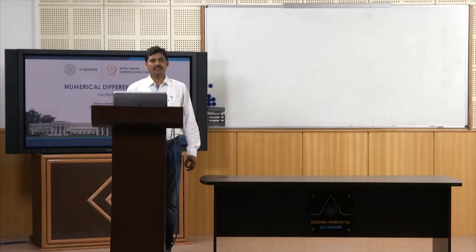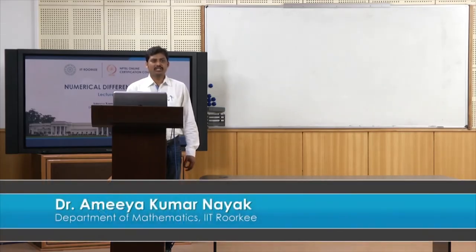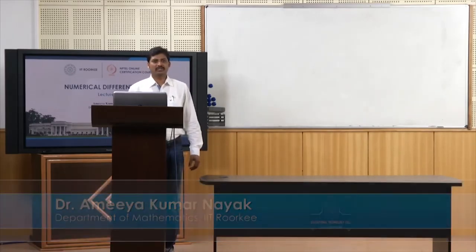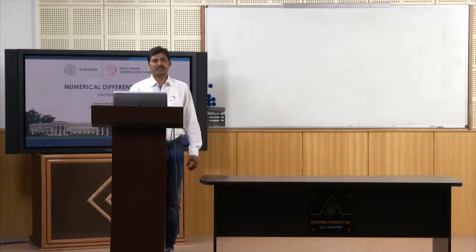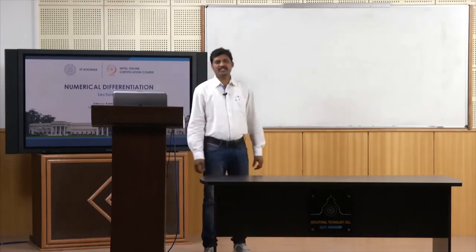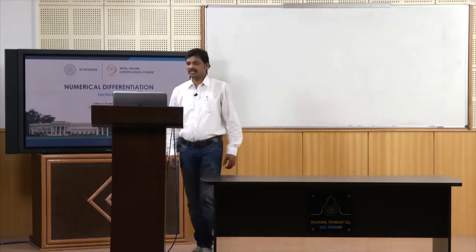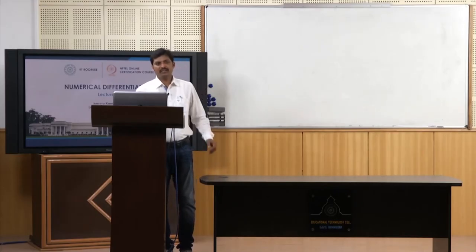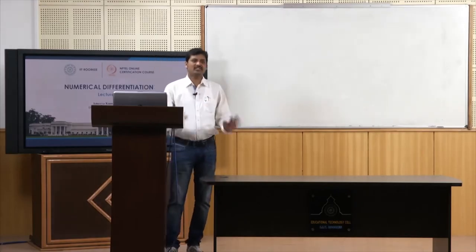So we have discussed interpolation. Then, based on the interpolation, in the last lecture we discussed numerical differentiation based on Newton's forward difference and Newton's backward difference approximations. Today we will discuss numerical differentiation based on Lagrangian interpolation and divided difference interpolation, and then, from that differentiation, how we can determine the maxima and minima of a function based on these polynomial approximations.